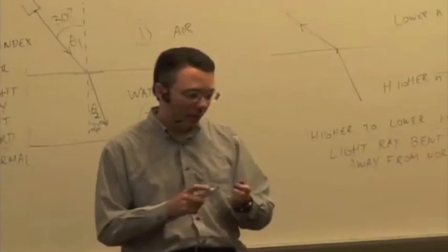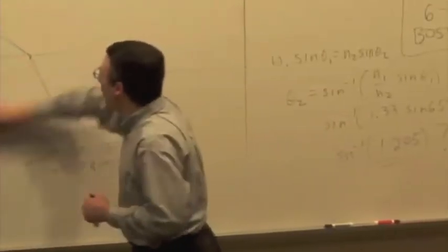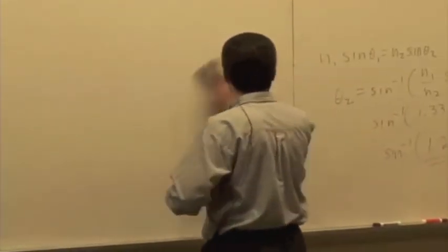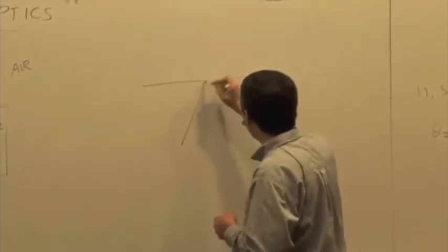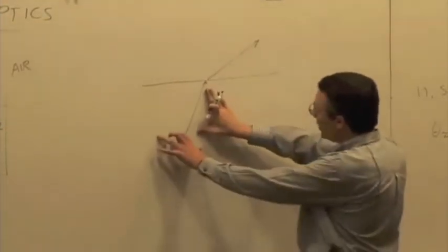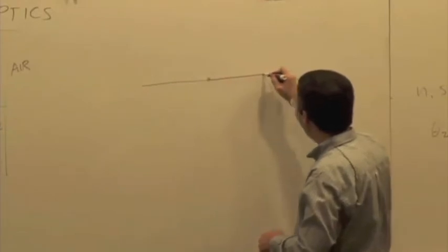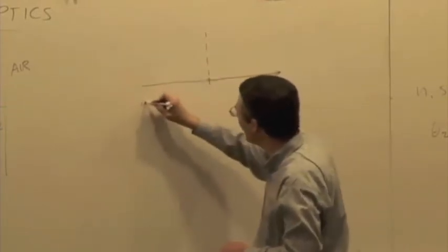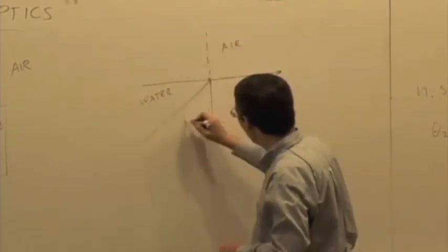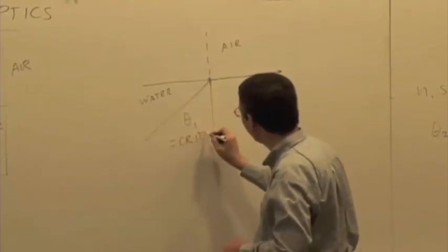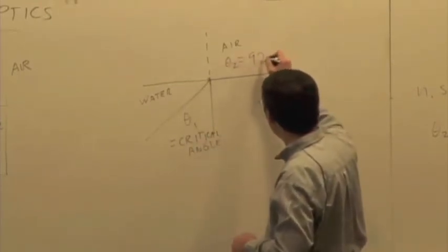At some point, we reach a point where refraction, let's look at it this way. If I'm going from a lower to a higher index, again, that light ray gets bent away from the normal. But I could imagine increasing this angle until the light ray is somehow bent at 90 degrees from the normal. So here is, say, the water, and here's the air. And here is some theta 1, which I'm going to call the critical angle. And theta 2, we're going to say, is 90 degrees.